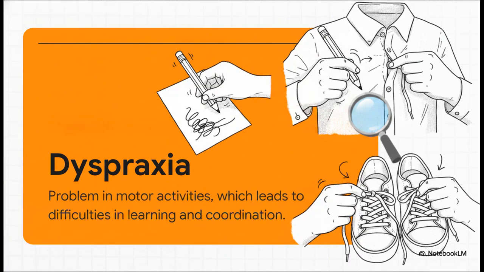Rounding out our broad definitions, there's dyspraxia. Now, this one is a motor activity disorder. In this scenario, the learning difficulties actually stem from a child not being able to coordinate their body movements effectively. They just have a really tough time manipulating physical objects. To put that into a relatable perspective, our source notes that these kids might struggle with everyday things like holding a pencil properly, buttoning up a shirt, or even just tying their shoelaces.